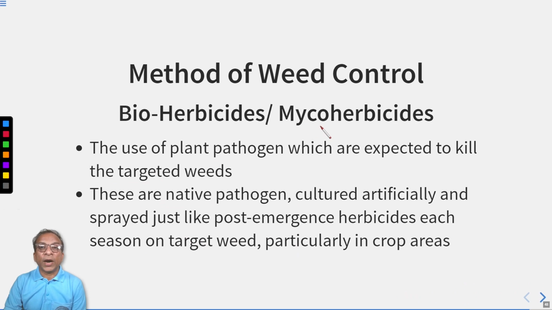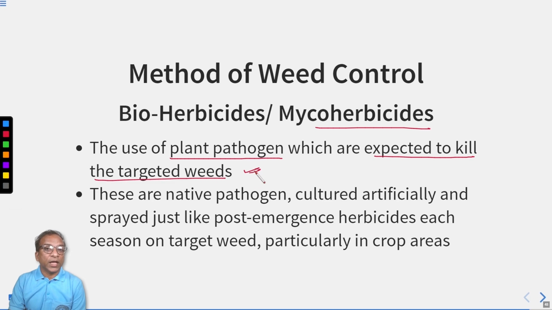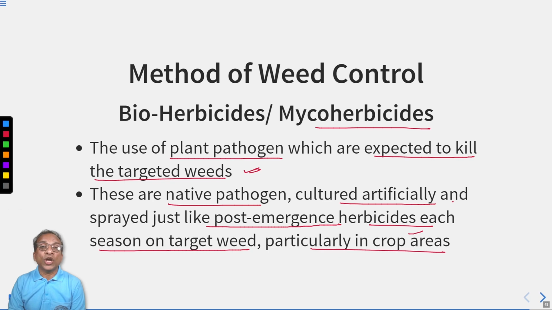Bioherbicides or mycoherbicides: the use of plant pathogens which are expected to kill the targeted weeds. These are native pathogens cultured artificially and sprayed, just like post-emergent herbicides, each season on the target weed, particularly in the crop area. So these are the plant pathogens. They are sprayed on the weeds in the crop field and they are not doing any harm to the crop, but yes, they are targeting the weeds.